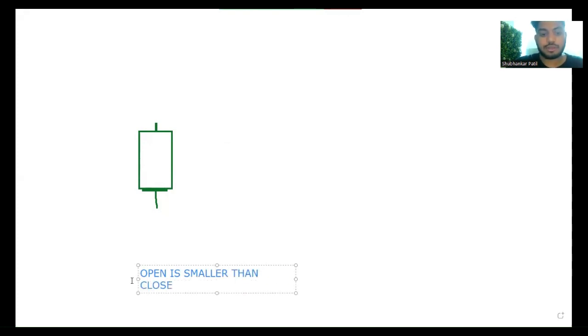If you closely observe, the market is opening at a lower level and closing at a higher level. That tells you this is a bullish candle, and a green candle will get formed on the chart, which I will show you in some time. So open is smaller than close. Who is in control here? The bulls, because the market opened here, they pushed the prices all the way till here, and this is where the market closed.